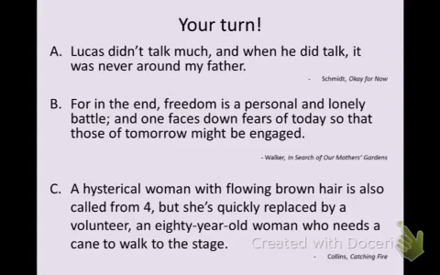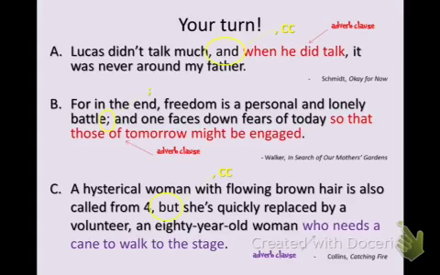Alright, congratulations on trying it for yourself. Here's what I came up with. Remember, sentences A, B, and C, all of them should have a comma and a conjunction or a semicolon. They should all have at least two independent clauses. And they should also have at least one subordinate clause.